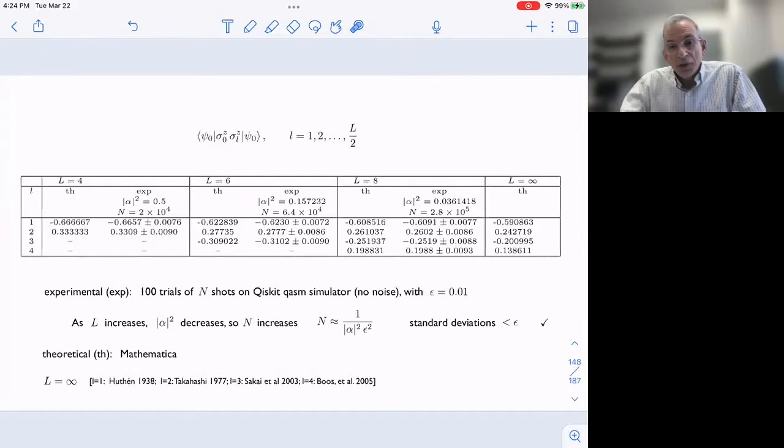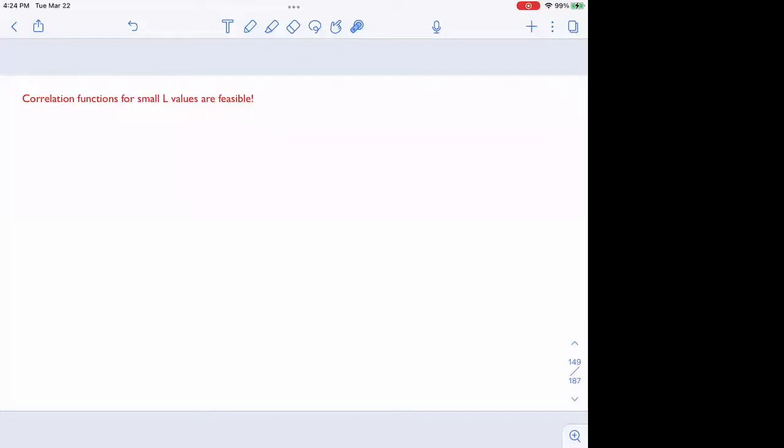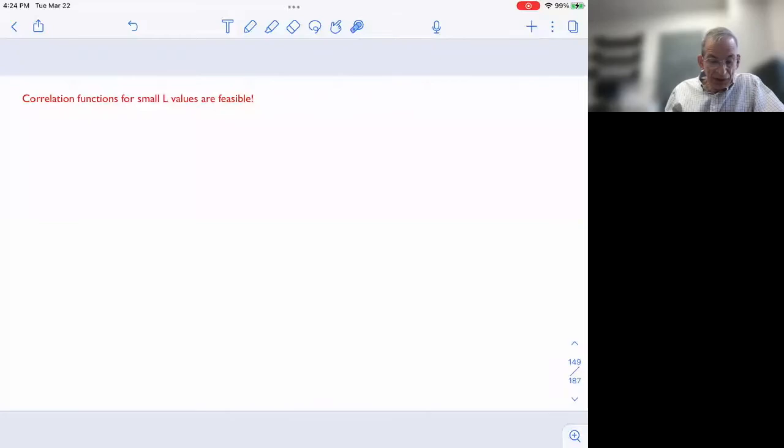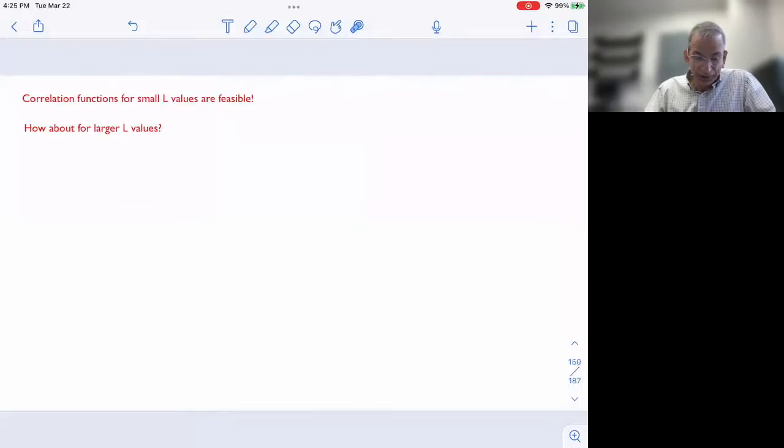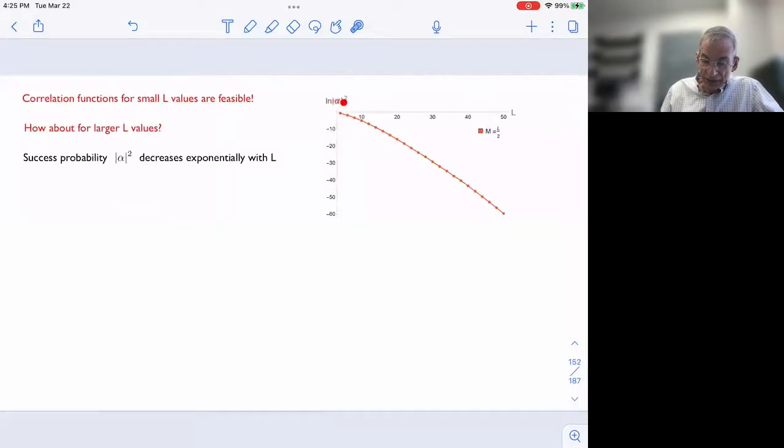So I'd like to argue that just from looking at this, we see that computing the correlation functions for small values of L, small chains, is feasible. But on the other hand, for small L, you don't need a quantum computer because you can just easily do it with Mathematica, right? So what you really want is moderately large L, where you cannot do it with a classical computer. But unfortunately, you also can't do it with a quantum computer, at least using this algorithm. Because, as I said, this success probability is decreasing exponentially with the size of the system, right? So if I look at the log of the success probability, it's really going down very, very fast.